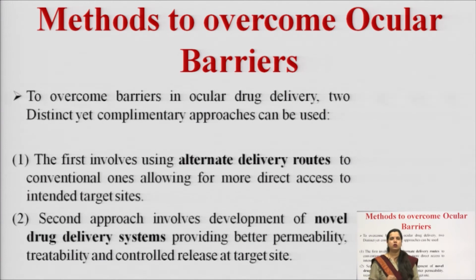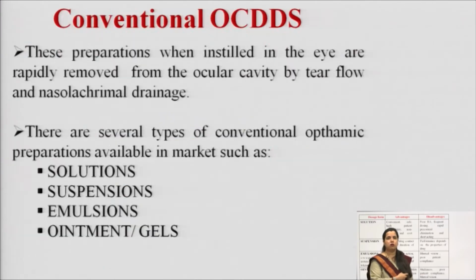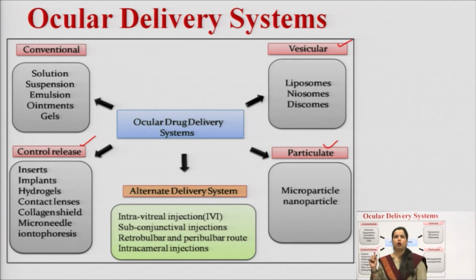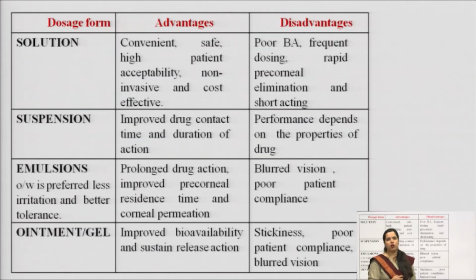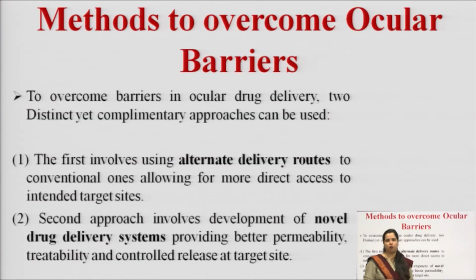So, the second approach involves the development of novel drug delivery systems, as we have discussed in the different slides. What are those novel drug delivery systems? You see here, these particulate, vesicular and controlled release are the novel drug delivery systems we can have as a second approach, providing better permeability, treatability and controlled release at the target site. So, these are the basic two approaches we can have if we do not want the conventional one, and to overcome all the problems associated with conventional.